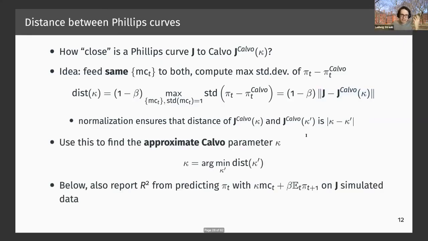And what we're going to do is kind of natural. We're then going to compute the minimizer of this distance. So we're going to compute the kappa that gives us the best possible fit of the Calvo model to the menu cost model. Okay, so this is what we're going to do now.